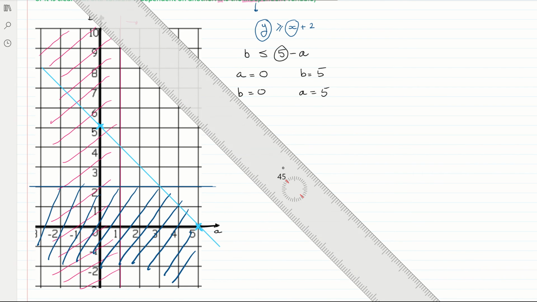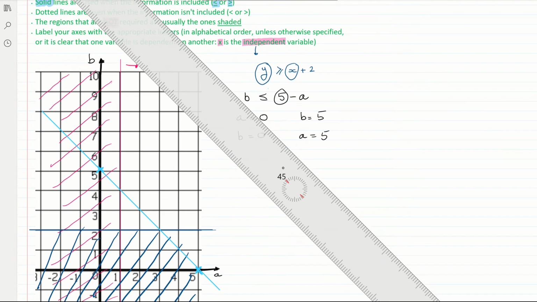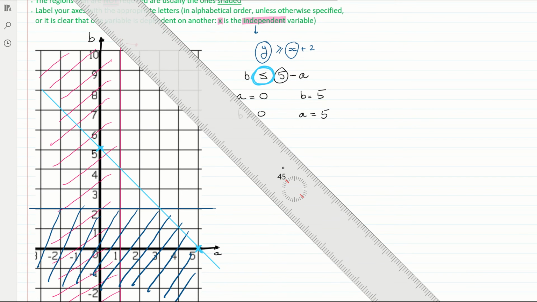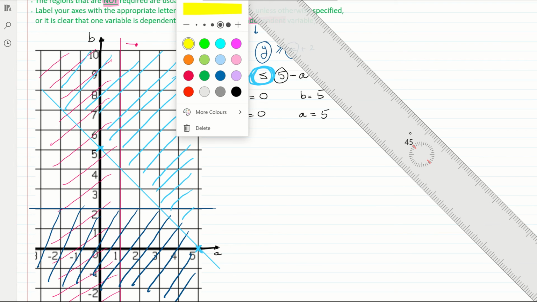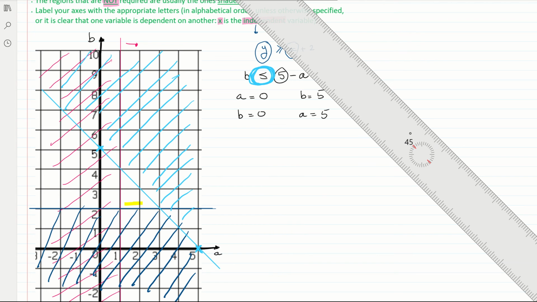And looking at the inequality, it is a smaller than. The area I want is smaller than, so I must shade the part bigger than. That's the bit I don't want. So that area here is the area I want.